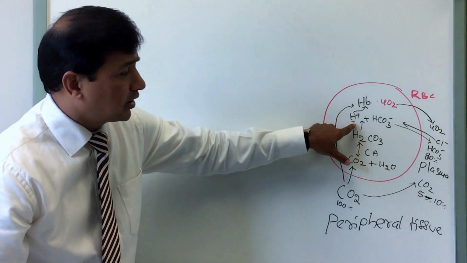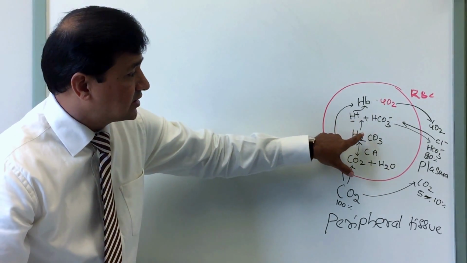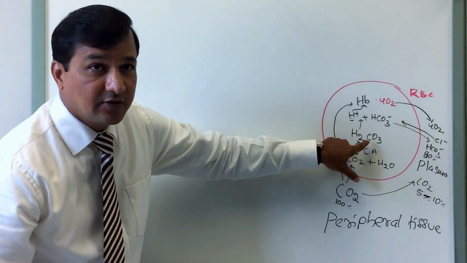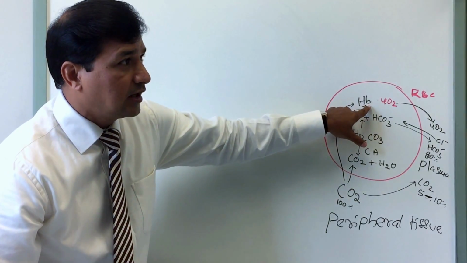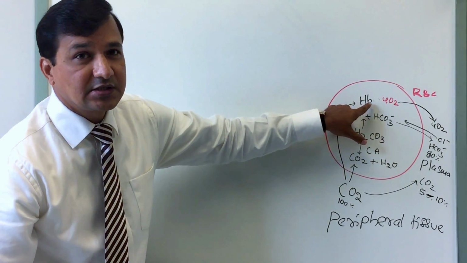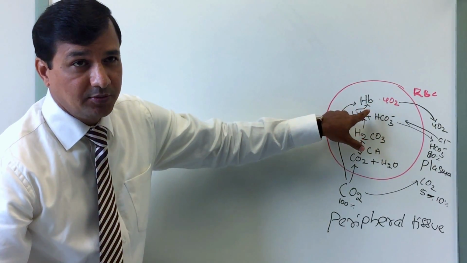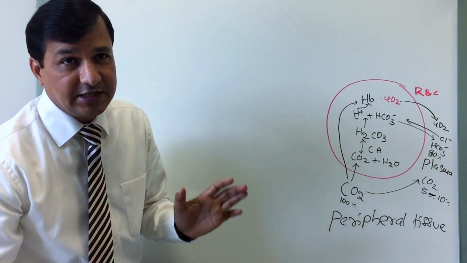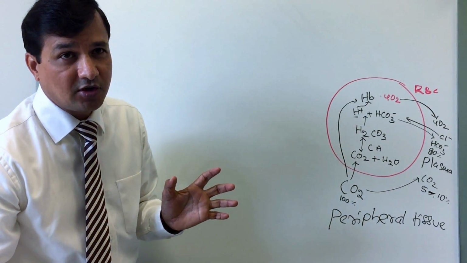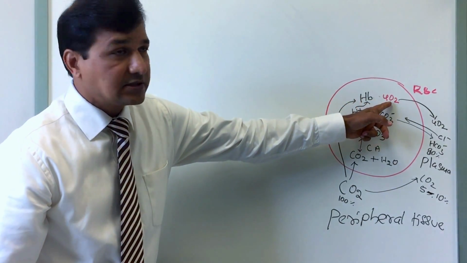Now, the fate of the proton here. The proton that is released by spontaneous dissociation of carbonic acid is going to bind with hemoglobin. It protonates the histidine residue in the hemoglobin molecule. Because of this, there will be stabilization of the T state, which is not favorable for oxygen. That's why there will be release of oxygen.